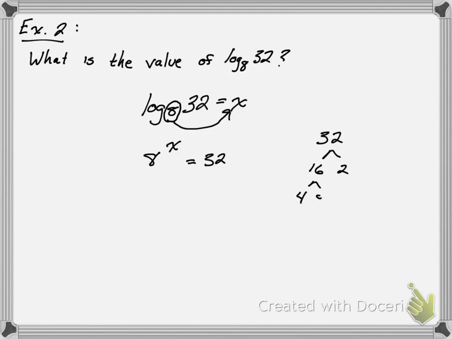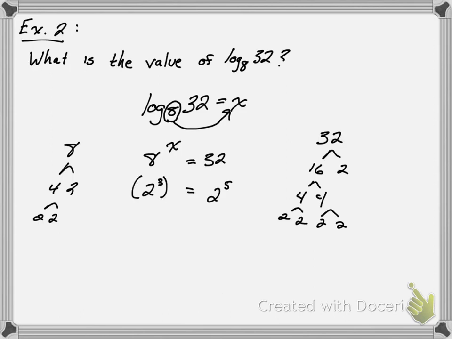32 is 16 and 2, 16 is 4 and 4, which is 2 and 2, 2 and 2. So that on the right is going to be 2 to the 5th. Why? Because there's 5 2's. What's 8 break down into? 4 and 2, which gives me 2 and 2. How many 2's is that? 2 cubed, and again, to the x power.